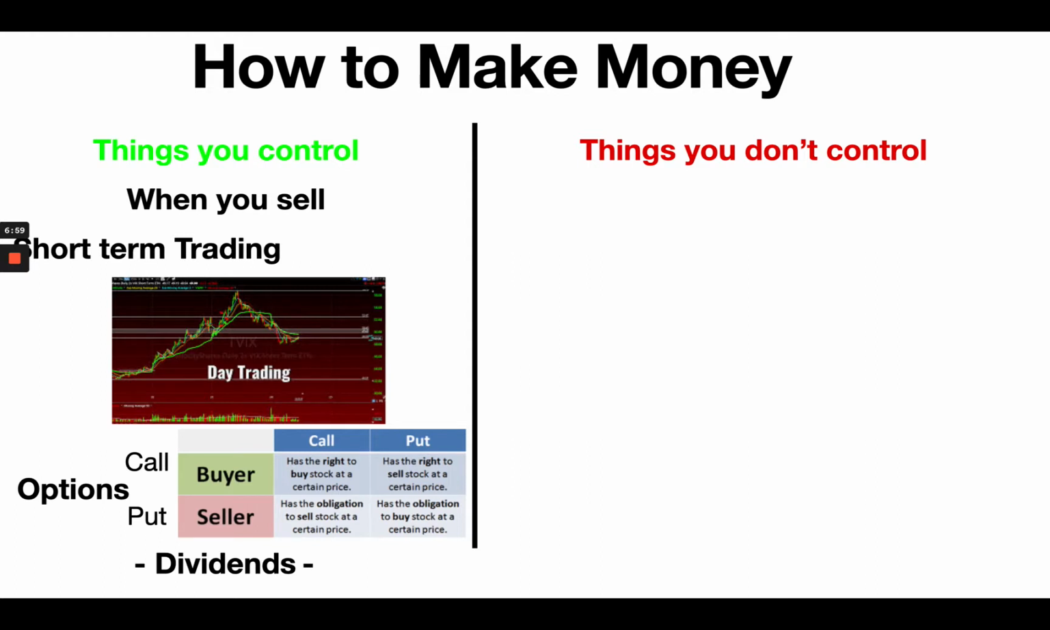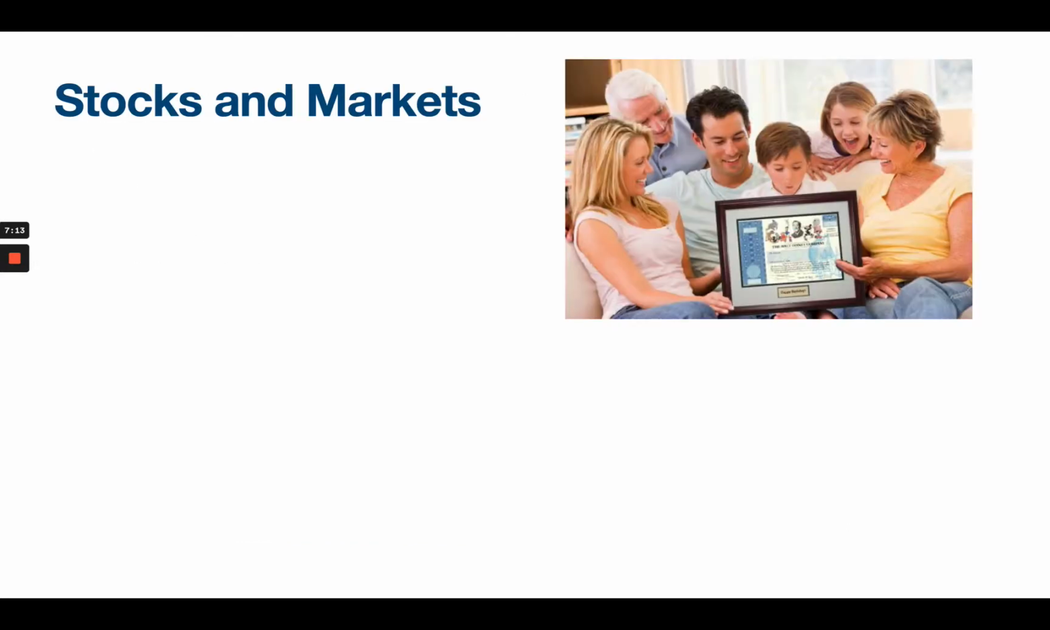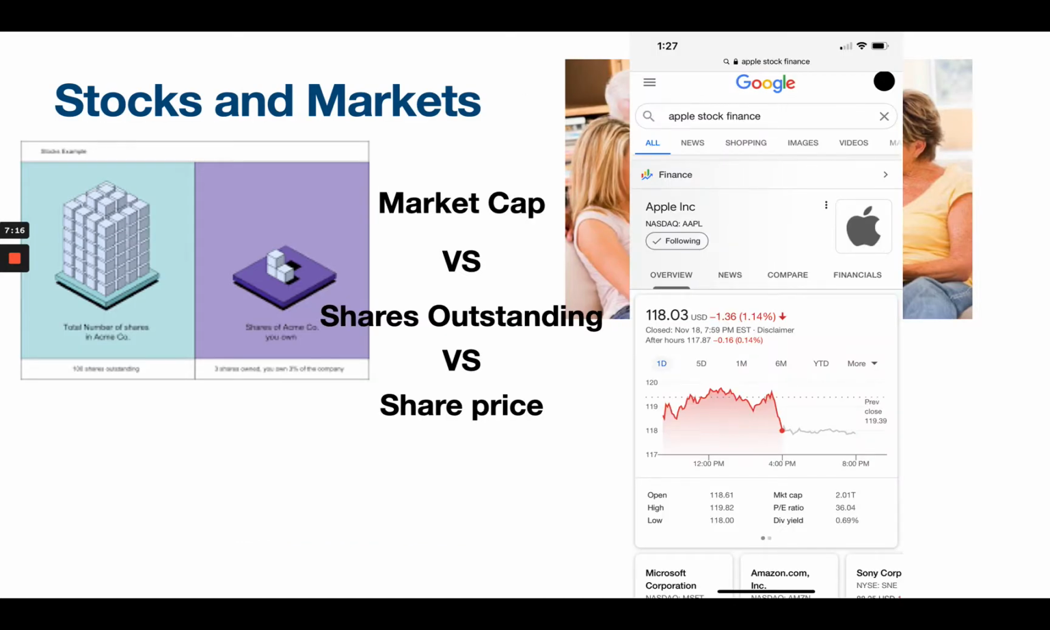I kind of screwed up: dividends. Obviously, you cannot control dividends. Dividends, what they are, is every business quarter, if a company pays out dividends, they will pay it out to their shareholders for holding stock. So over here, when we were talking about Apple, you had the dividend yield at the bottom, 0.69%.